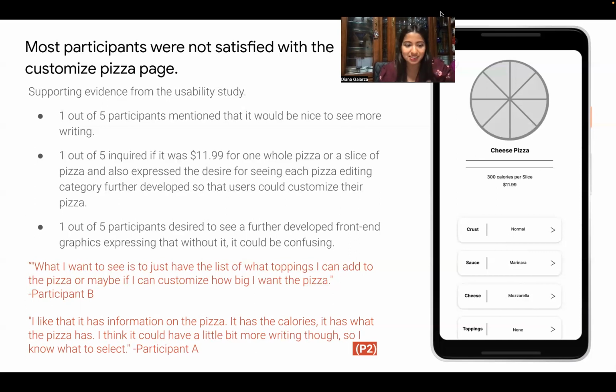Participant B states, what I want to see is to just have a list of toppings I can add to the pizza, or maybe if I can customize how big I want the pizza. So maybe this participant was really hungry. He wants a big pizza, right? Participant A says, I like that it has information on the pizza. It has the calories. It has what the pizza has. I think it could have a little bit more writing though, so I know what to select. Again, we want to eliminate any type of confusion.